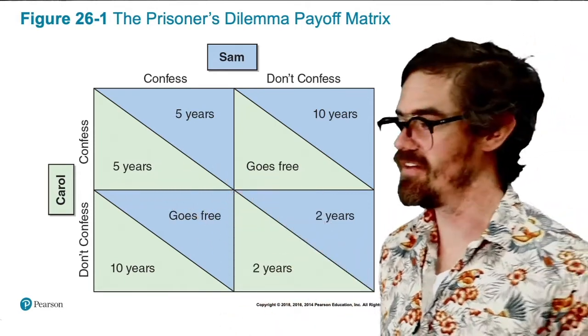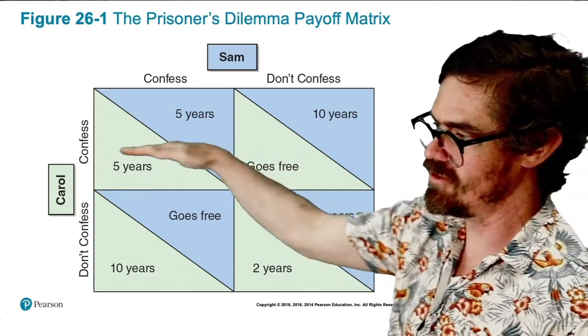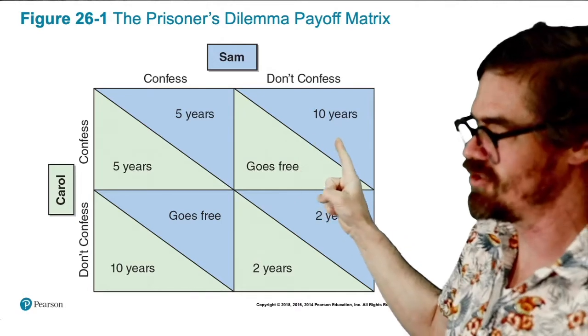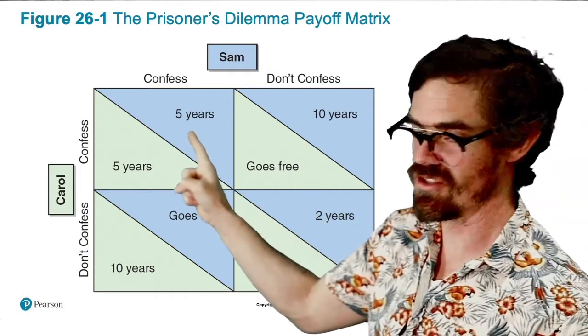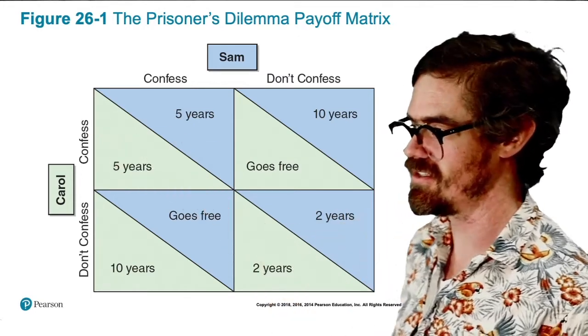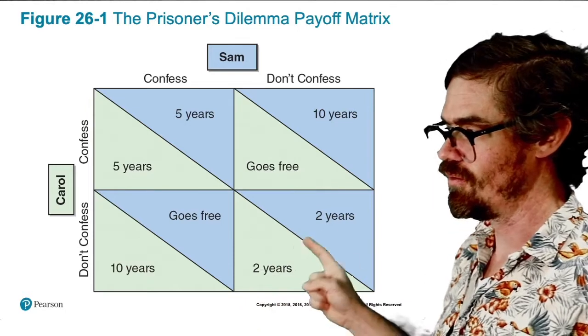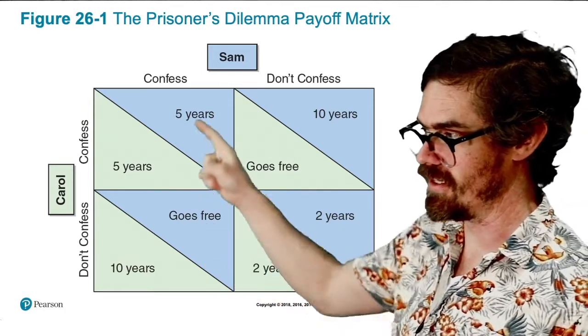And as it turns out, it's the same for Sam. Now let's suppose Sam assumes Carol will confess, and so we're in this row here. What's his best choice? Confess or don't confess? Clearly Sam should confess if Carol confesses. What if Carol doesn't confess, and we're down here in this row? What's better for Sam, 2 years or going free? Going free. So again, he should confess.